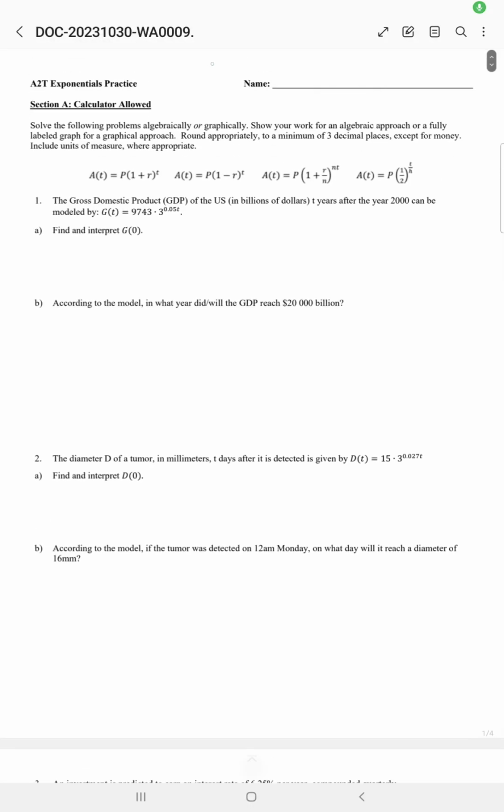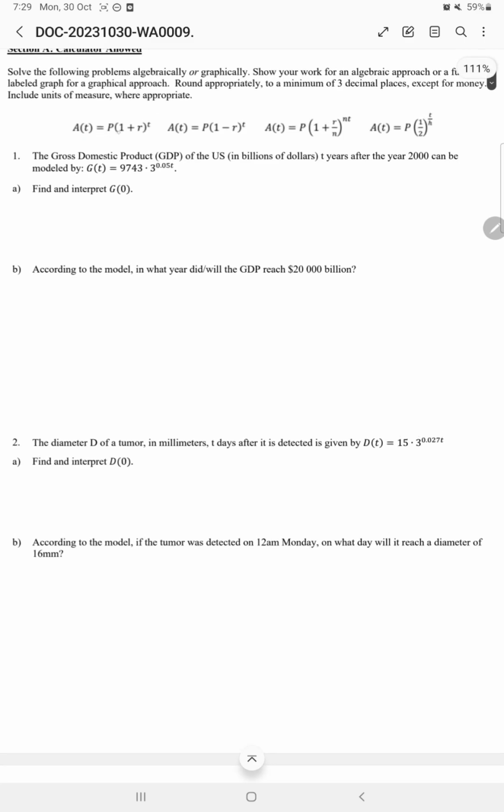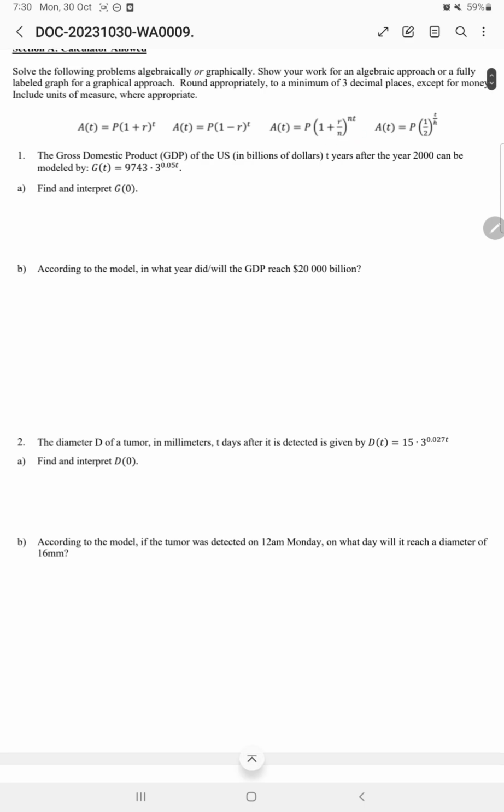Solve the following problems algebraically or graphically. Show your work for an algebraic approach or a fully labeled graph for a graphical approach. Okay, so we have these four formulas that we have used in previous exercises and questions. A of t is equal to P times (1 plus r) to the power t if it is growth, and minus if it is decay. And for the half-life, these formulas are used.